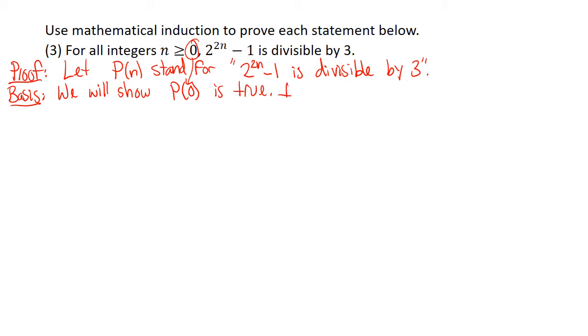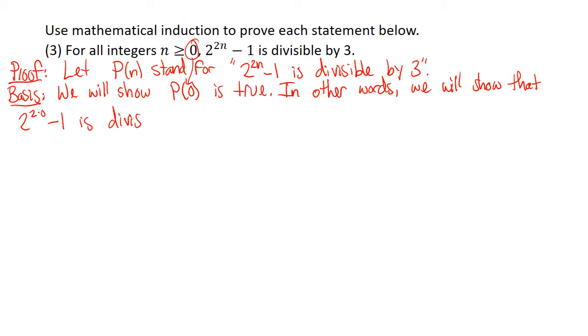Okay, so in other words, let me expand what that means. What are we exactly trying to show? In other words, we will show that 2 to the 2 times 0 minus 1 is divisible by 3. So I'm just replacing what p of 0 is with the definition of that p thing. Okay, so that's our goal.